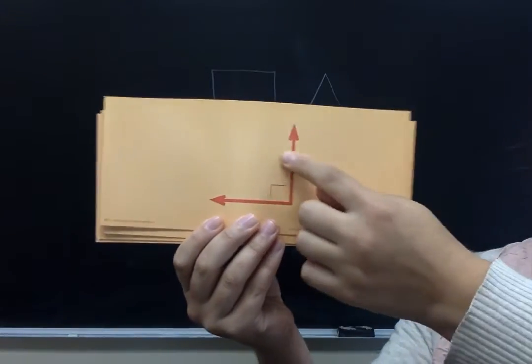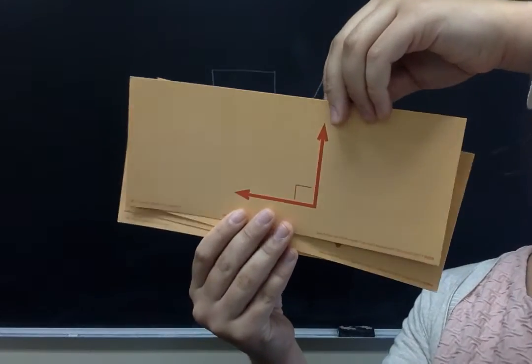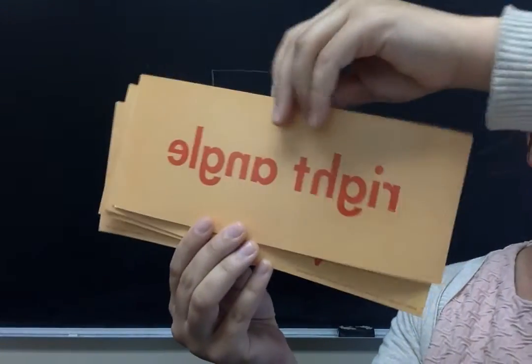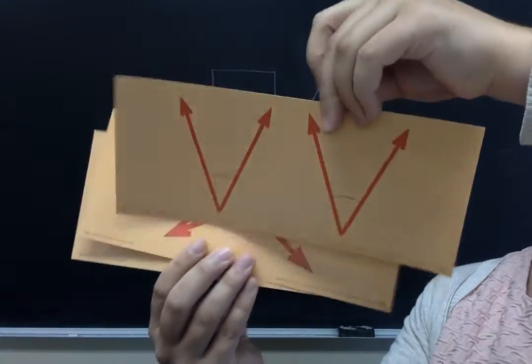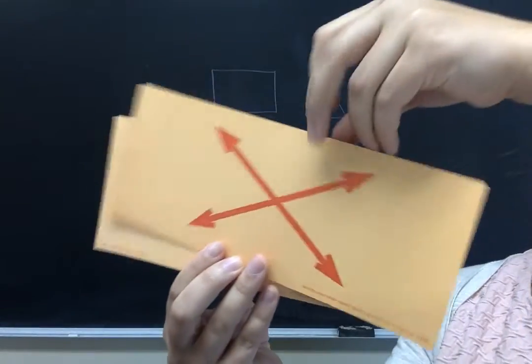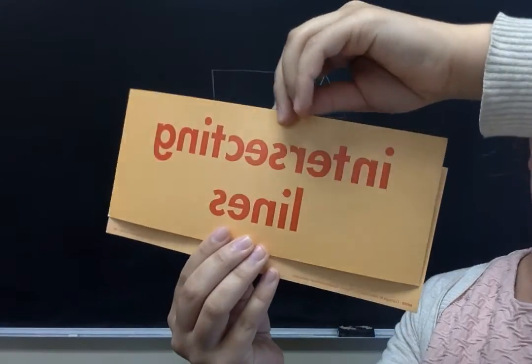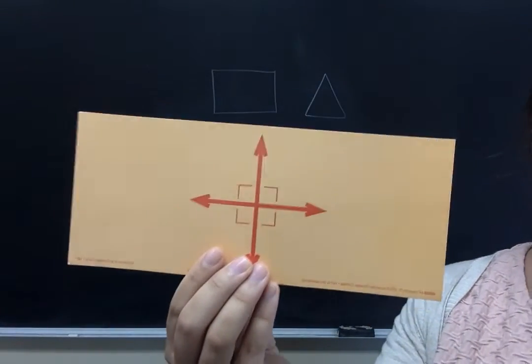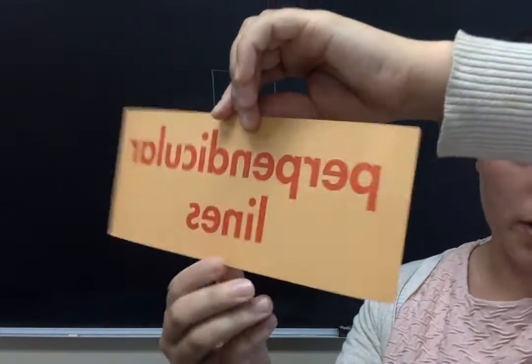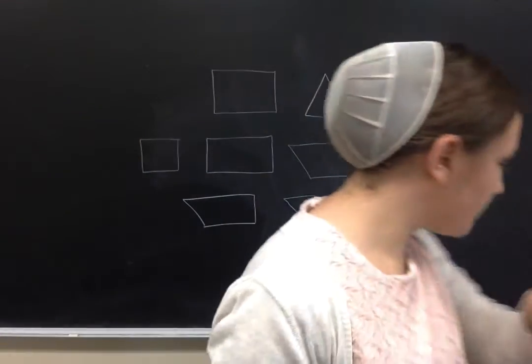This is a right angle because it forms a square corner of a square. Congruent angles are angles that are the same. Intersecting lines because they cross over each other. And perpendicular lines because they form 4 right angles.